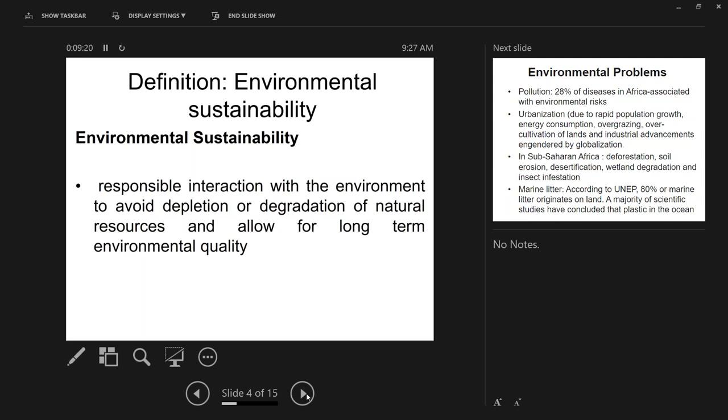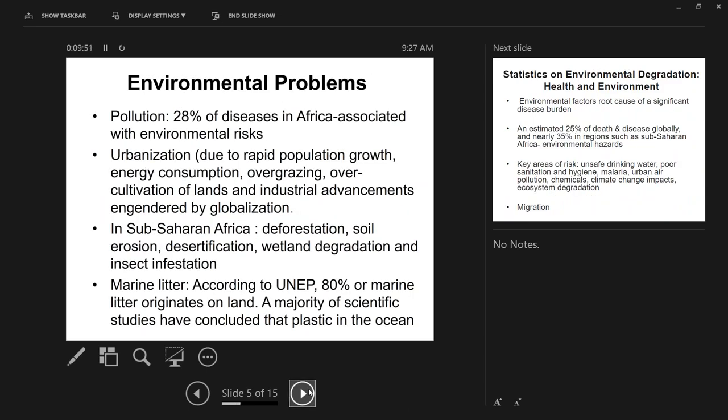Another problem faced by Africa in terms of environment is marine litter. According to the United Nations Environment Program, 80% of marine litter originates on land. A majority of scientific studies have concluded that plastic in the oceans is coming from the land.